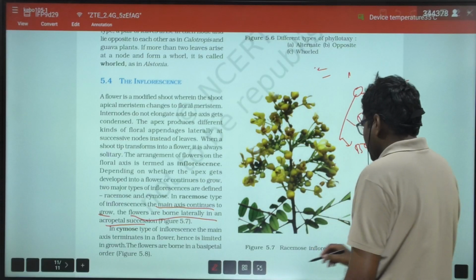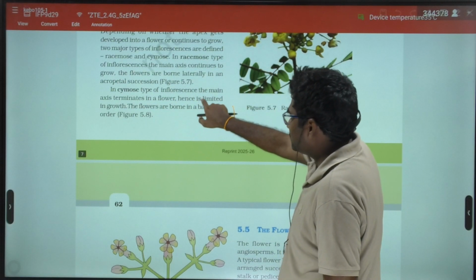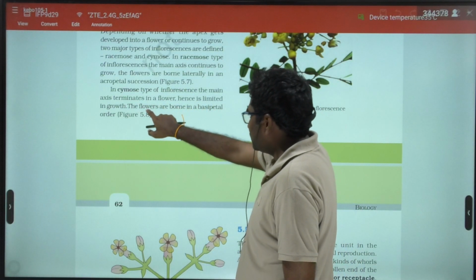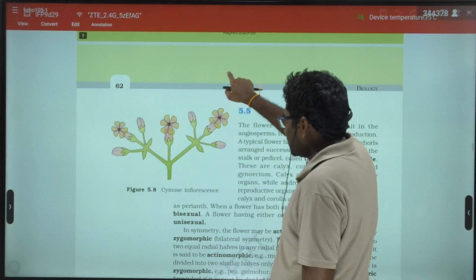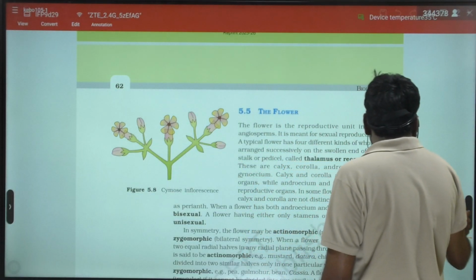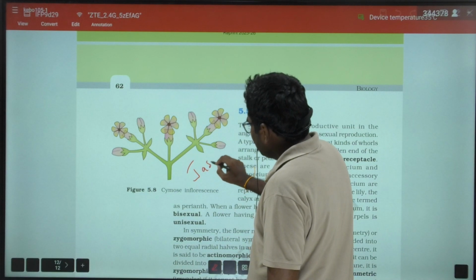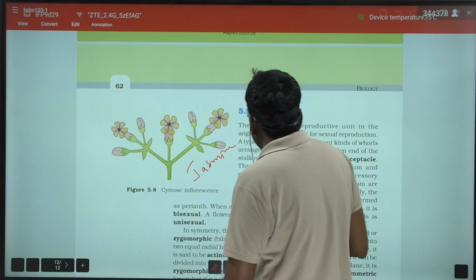In cymose type of inflorescence, the main axis terminates into a flower, hence it shows limited growth. The flowers are born in basipetal order. Here the cymose inflorescence example is jasmine. The main axis terminates into a flower, right?